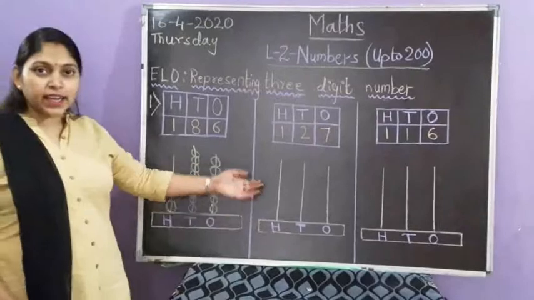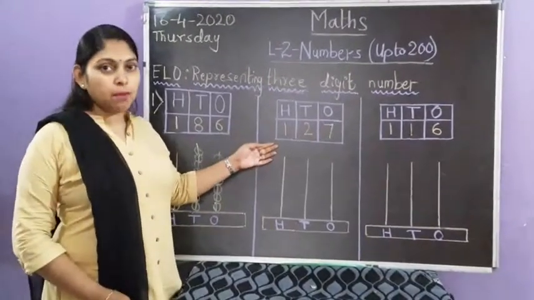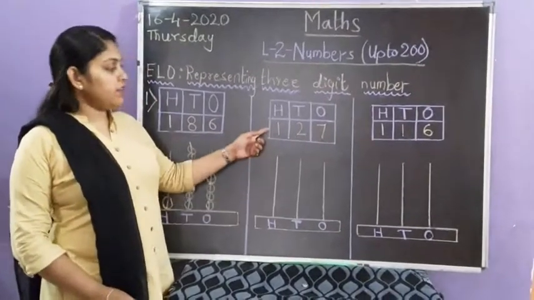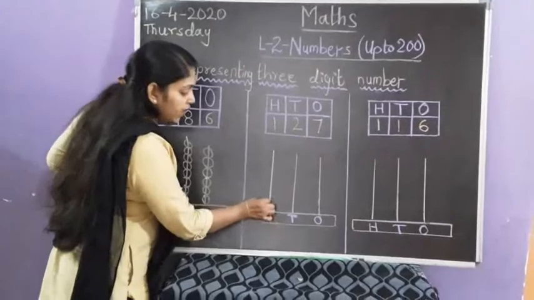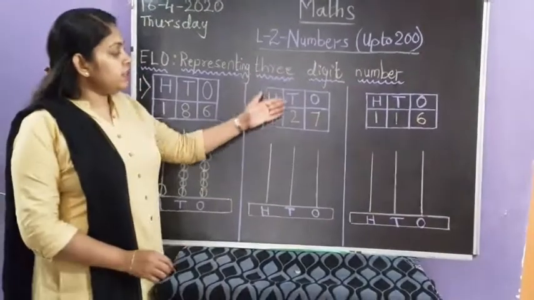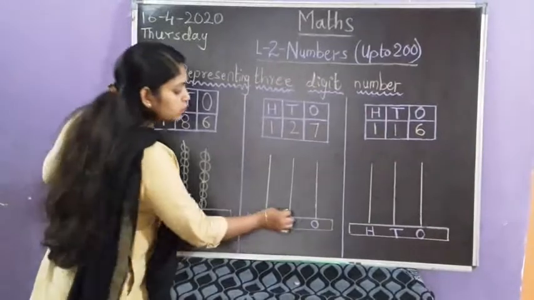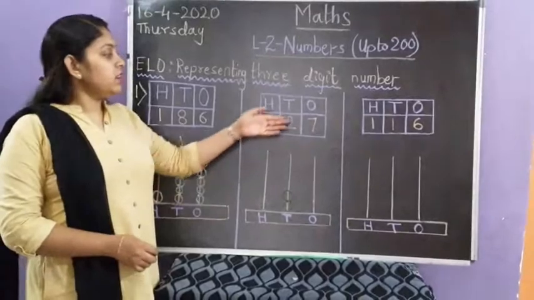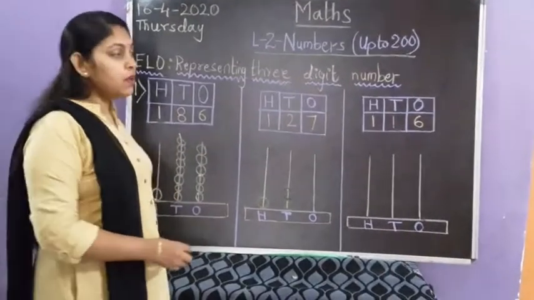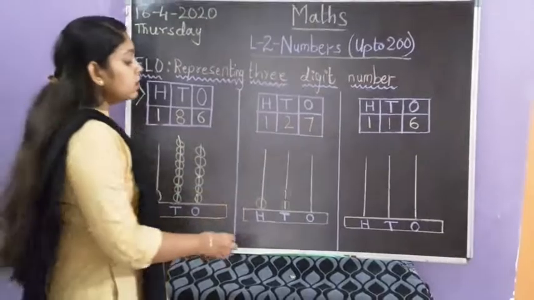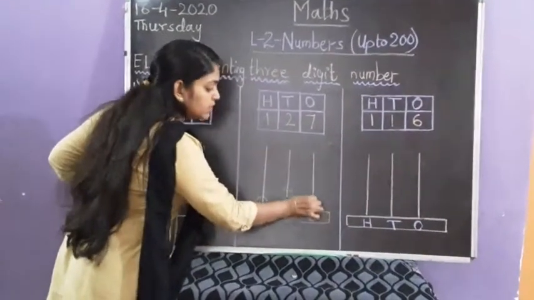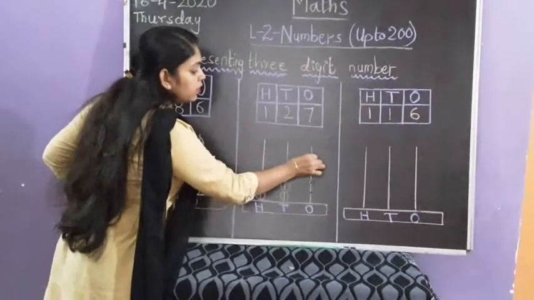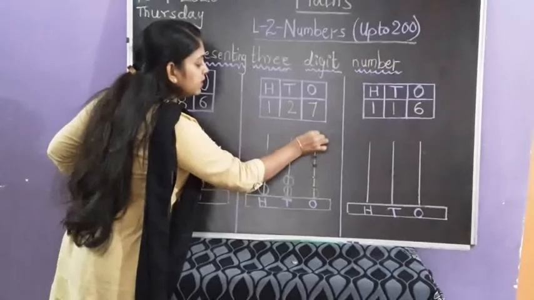Let's see our second example. Here we have the number 127. So in hundreds room we have number 1. So we will draw 1 bead here. In tens room we have number 2. So we'll draw 2 beads here. And in the third room, that is in ones room, we have the number 7. So here we are going to draw 7 beads. 1, 2, 3, 4, 5, 6 and 7.